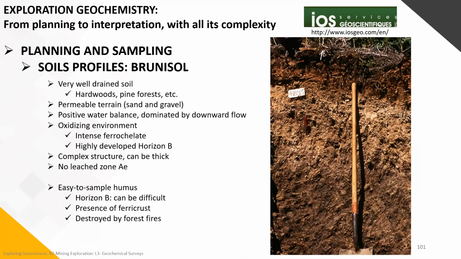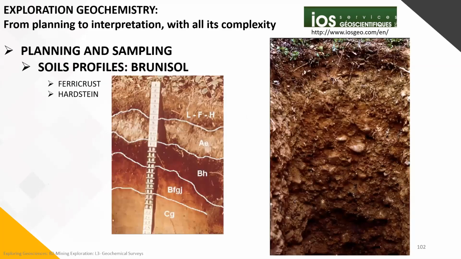They have a complex structure that can be thick, and they don't have any leached zone AE. They are easy to sample for humus. The horizon D can be difficult, but the presence of the fairy crust and the destroyed forest fires are common in areas for this brunisol. The brunisol can be subdivided between the fairy crust and the hardstein layers.